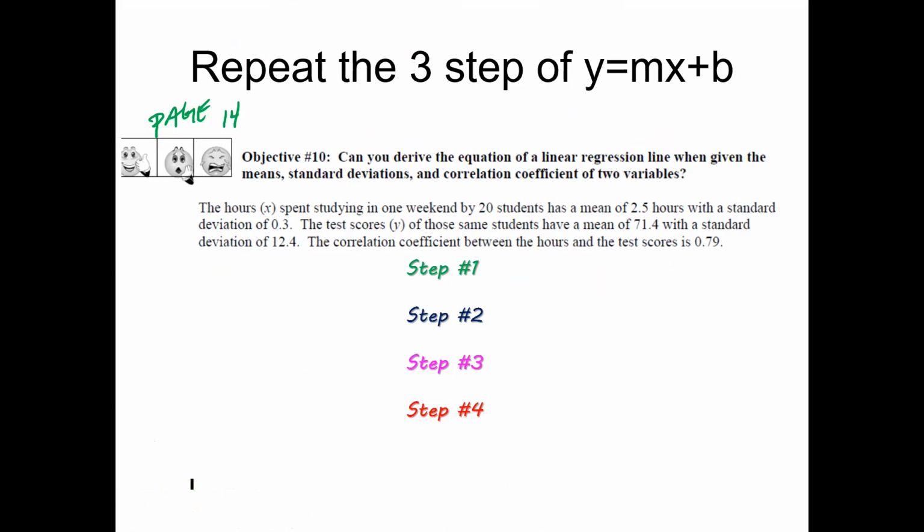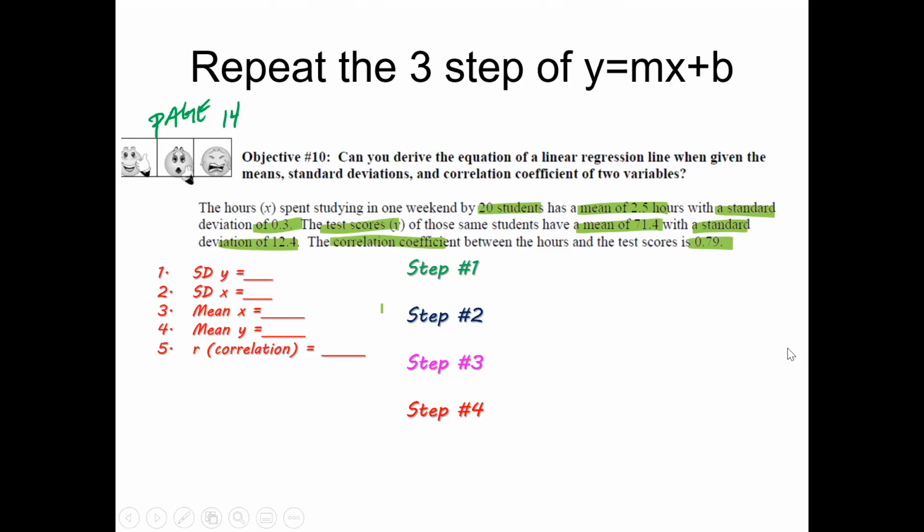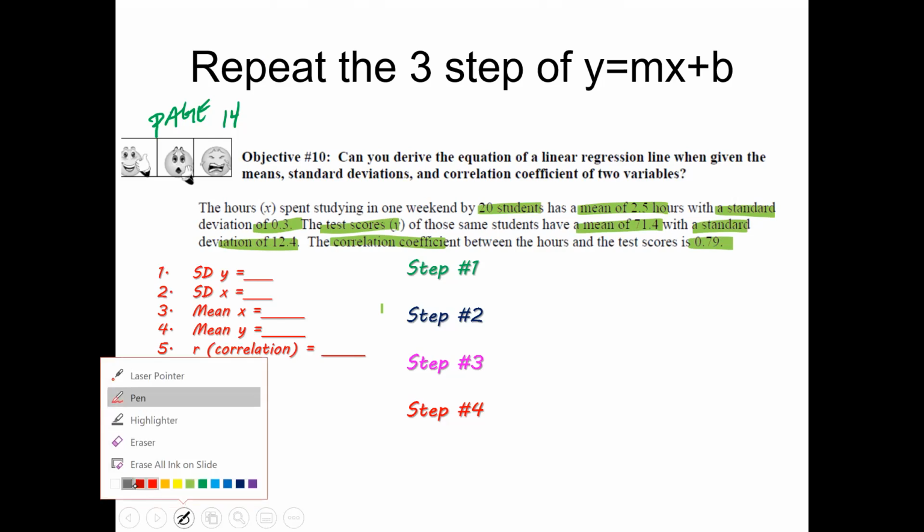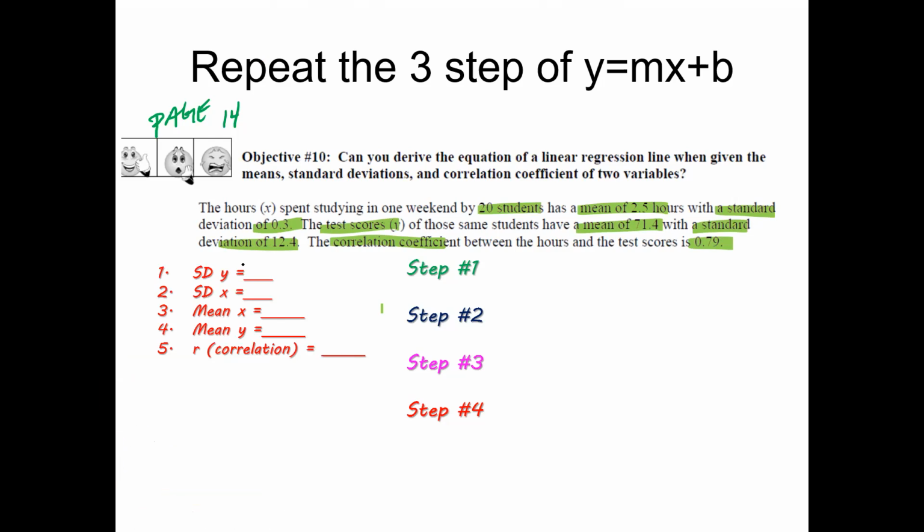All right, let's go ahead and take a look at this. First thing I want to do is highlight all the important things. It's by 20 students, has a mean of 2.5 hours, standard deviation of 0.3. Those same students have another test score, which is Y, with a mean of 71.4, standard deviation of 12.4. Correlation coefficient is 0.79. So of course, we want to come up with all the important information before we proceed on with the 4 steps.